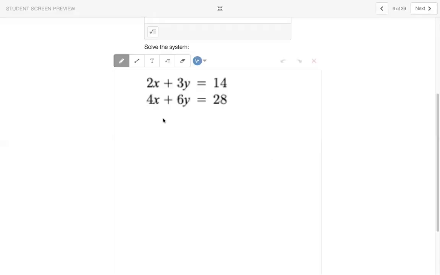So a new system, new us. Take a moment. How do you think you could solve this using elimination?